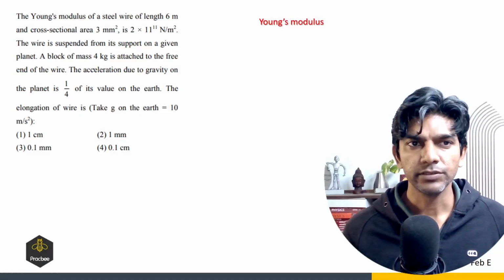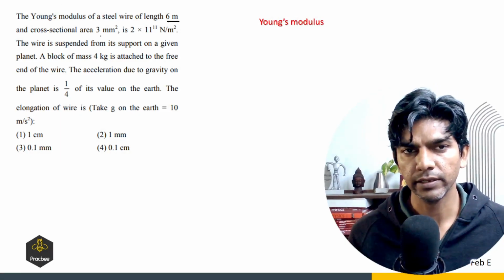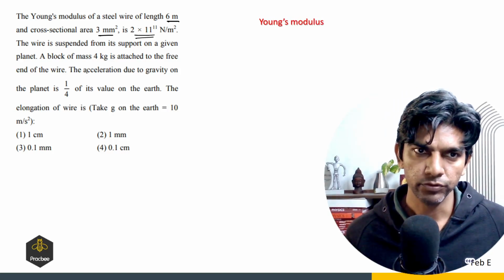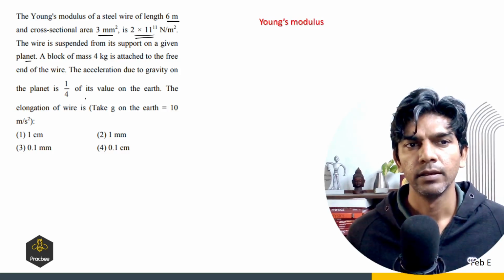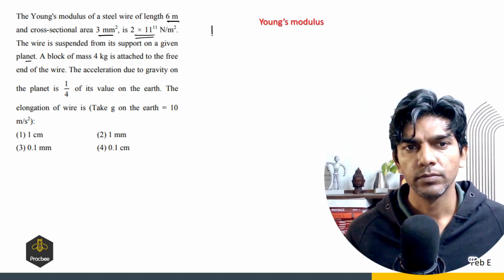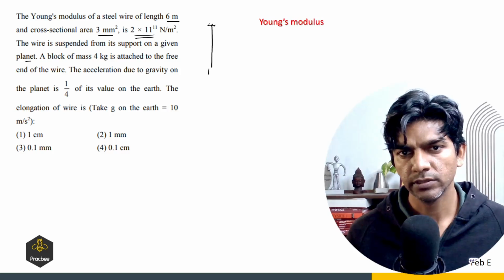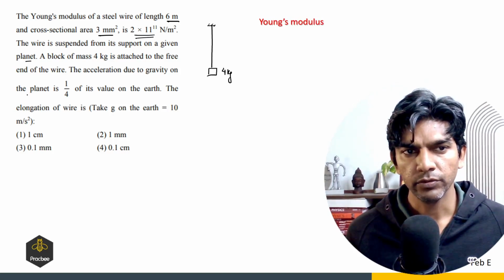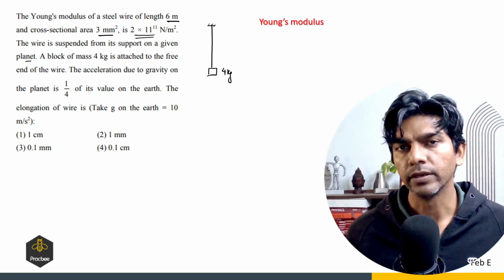Right, so now let's see the next question. Young's modulus of steel wire of length 6 meter and cross-sectional area 3 square millimeter is 2 into 10 raised to power 11 Newton per meter square. The wire is suspended from its support on a given planet. Right, so it is suspended from a support. A block of 4 kg is attached to the free end. So there is a block of mass 4 kilograms attached. The acceleration due to gravity on the planet is 1/4 of its value on the earth. The elongation in the wire.